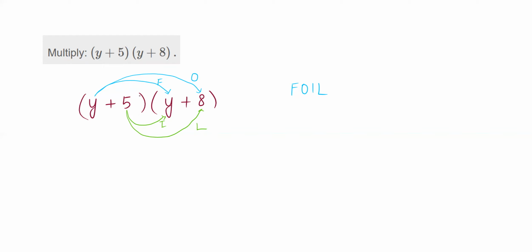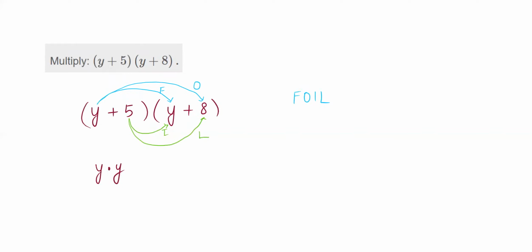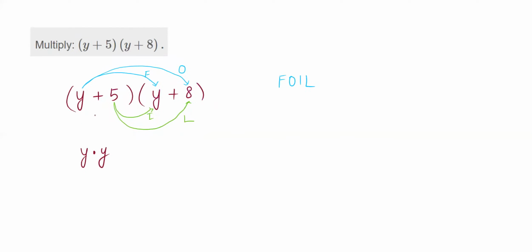So I'm going to take it slowly again. It's going to be y times y, which is your first arch, the F that connects it, and plus y times 8. I'm going to put plus between them by default. If there was a different sign, then we would include that sign in the multiplication. But here you only have a plus, so it is pretty straightforward. 5 times y for the I part, and 5 times 8 for the L.